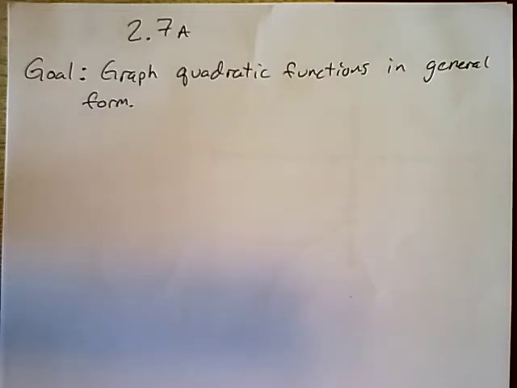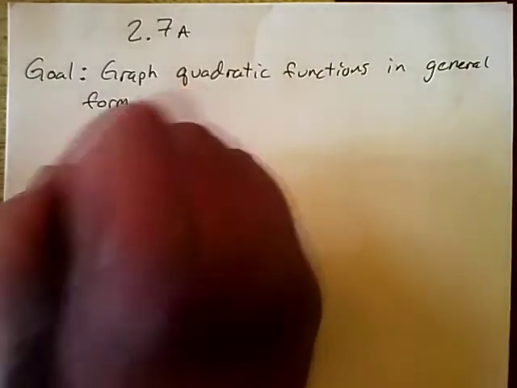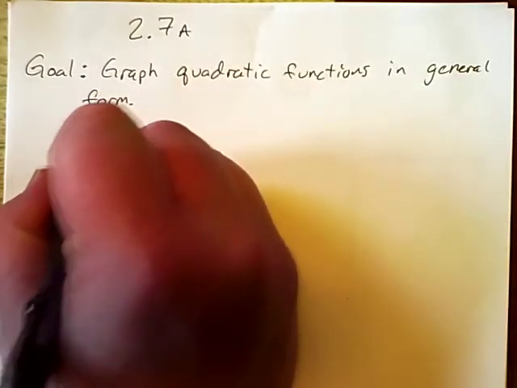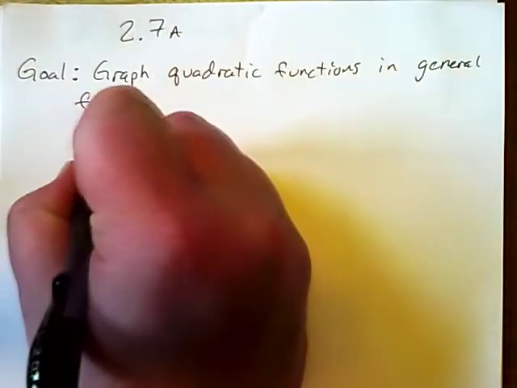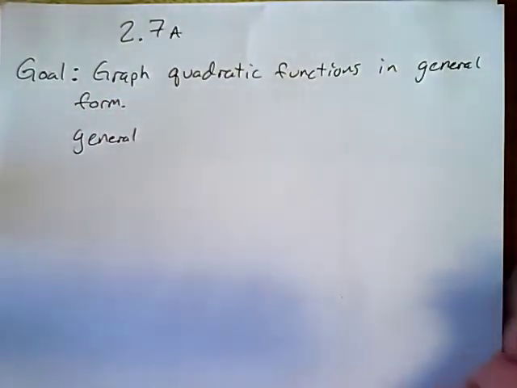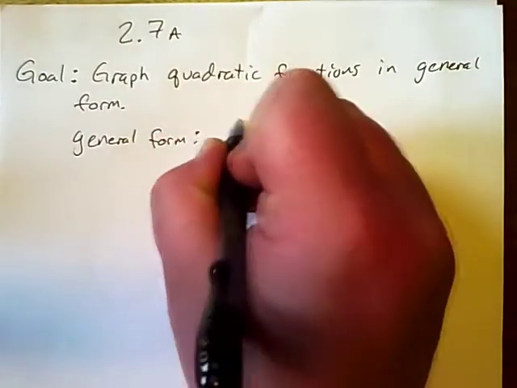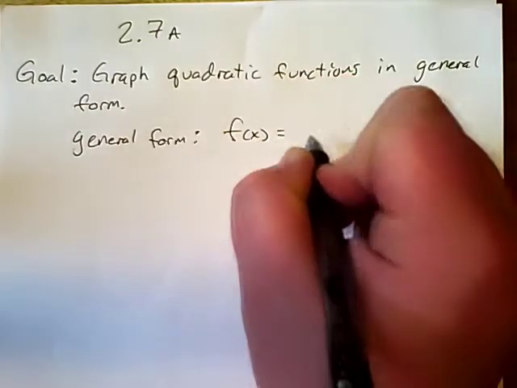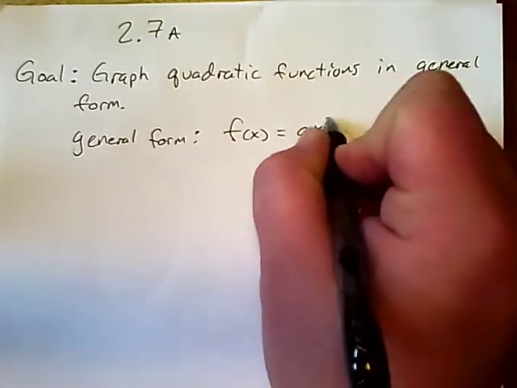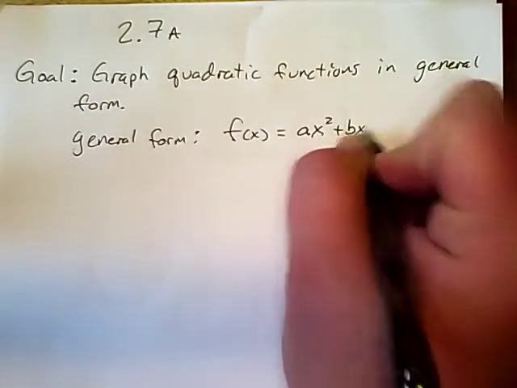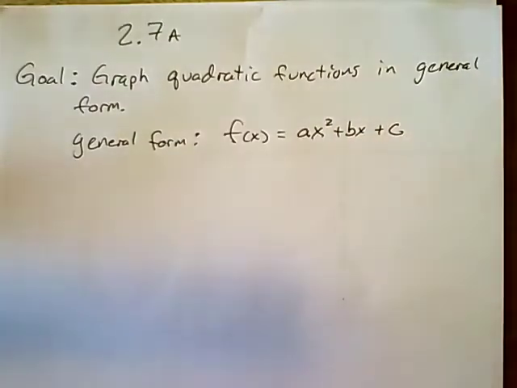Okay, here we're at 2.7A, and our goal here is to graph quadratic functions in general form. So a quick reminder, the general form, sometimes you're going to hear me call it standard form. It's the same thing. So the general form or standard form is f of x equals ax squared plus bx plus c.